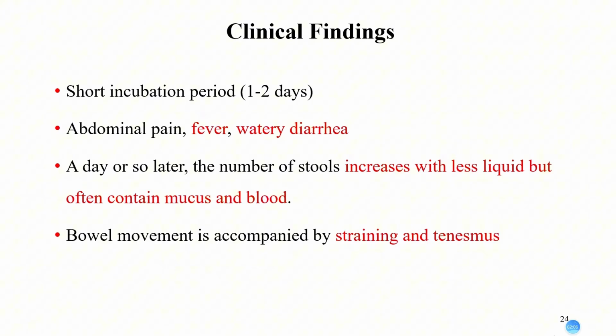And symptoms include abdominal pain. So the patient would feel pain in the abdomen, fever, and also watery diarrhea. And a day or so later, the number of stools increases with less liquid, but often contain mucus and blood. So that causes inflammation and bleeding in the intestine lumen. Bowel movement is accompanied by straining and tenesmus. So those are the symptoms of Shigella infection.